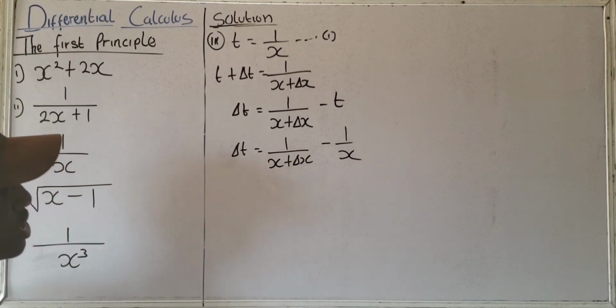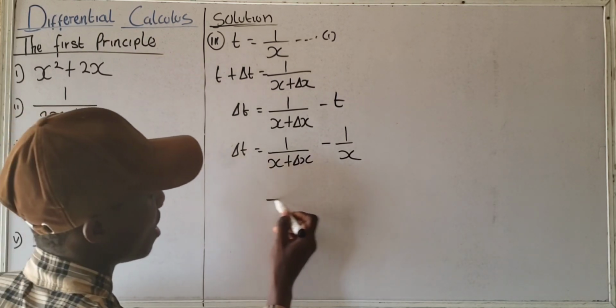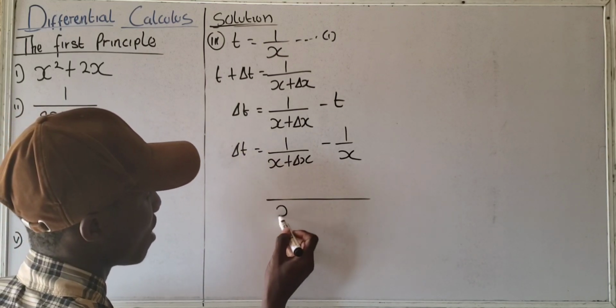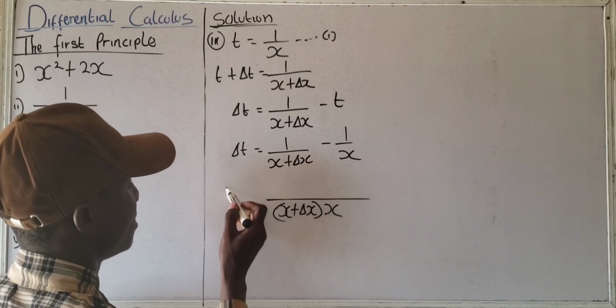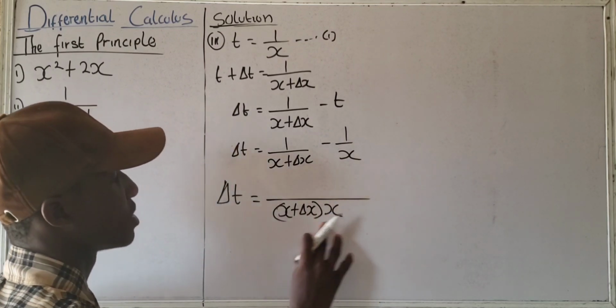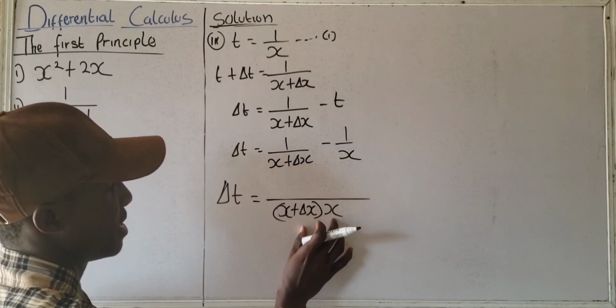Having gotten to this point, the next step is that you have to take the LCM of both fractions. The LCM will be the product of the denominators. So I'm going to have x plus delta x multiplied by x. Let's put delta t. Delta t equals x plus delta x multiplied by x over, x plus delta x multiplied by x.